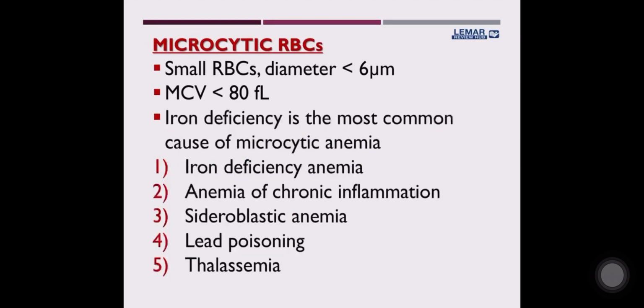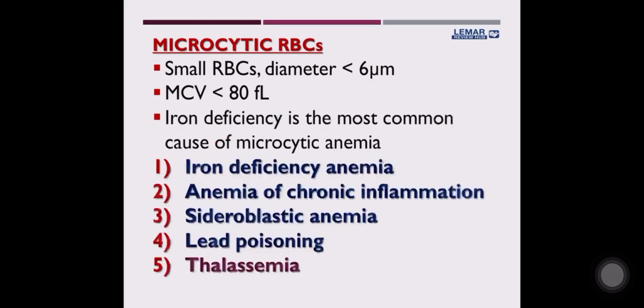Microcytic RBC: IDA, anemia of chronic inflammation, sideroblastic anemia, lead poisoning, thalassemia. Sa limang na-mention natin, anong pinaka-common? IDA. Again, yung first four, IDA, anemia of chronic inflammation, sideroblastic anemia, lead poisoning, these are due to defective heme synthesis. In thalassemia, defective globin chain production.